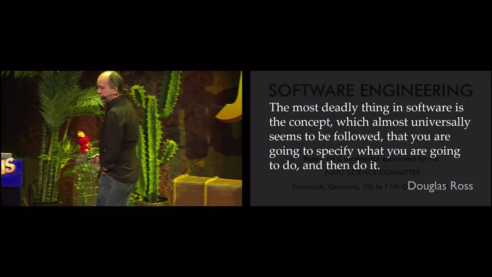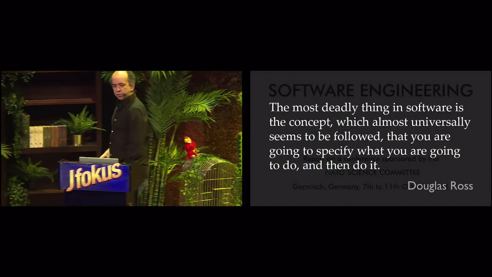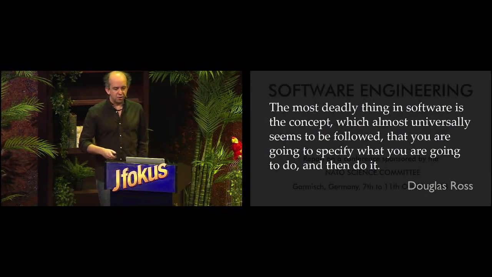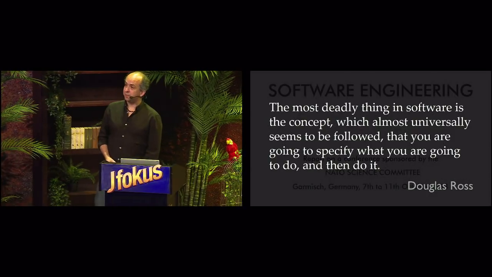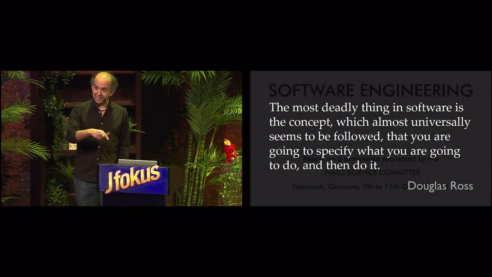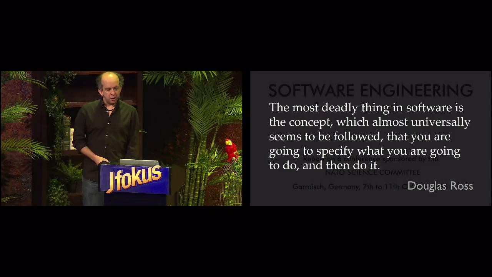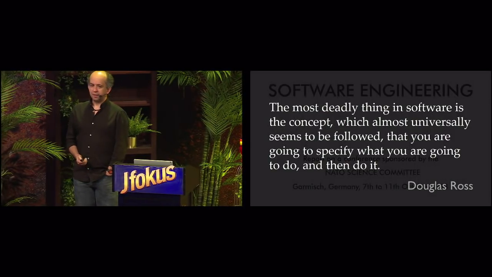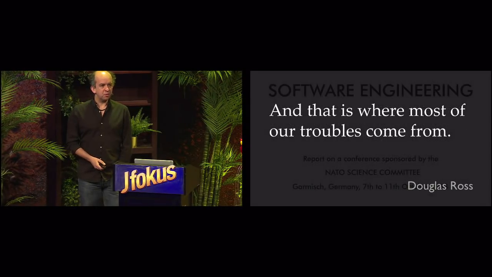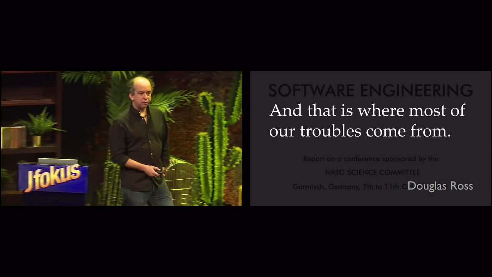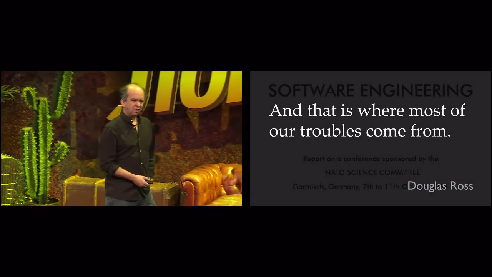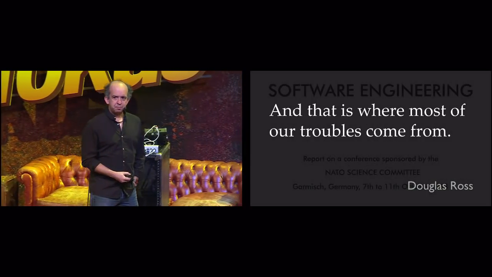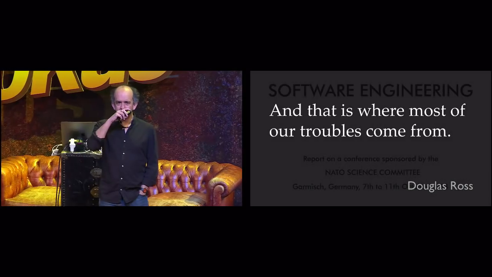So let's look at that development process. Brilliant quote from Douglas Ross. The most deadly thing in software is the concept which almost universally seems to be followed. This was said in the late 60s. That you are going to specify what you're going to do and then do it. And that is where most of our troubles come from. Wow, the world has really changed, hasn't it? Agile development was a big revolution of thinking.